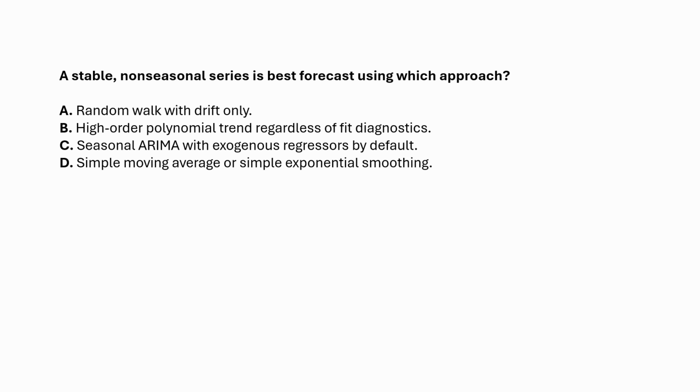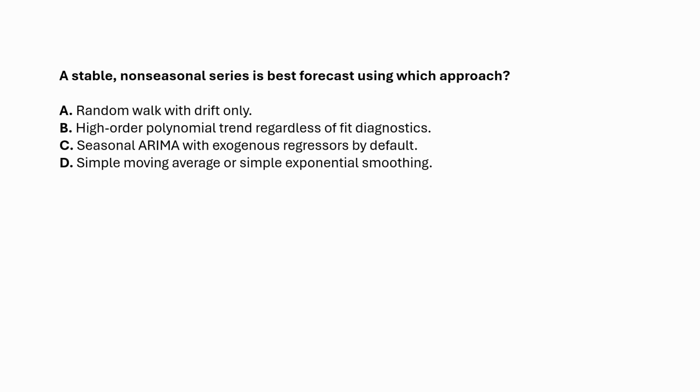A stable, non-seasonal series is best forecast using which approach? A, random walk with drift only. B, high-order polynomial trend regardless of fit diagnostics. C, seasonal ARIMA with exogenous regressors by default. D, simple moving average or simple exponential smoothing. Choice A, random walk with drift only. A random walk is basically the model that says tomorrow's value equals today's value plus some random noise.